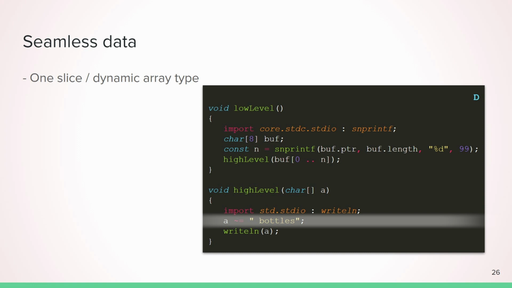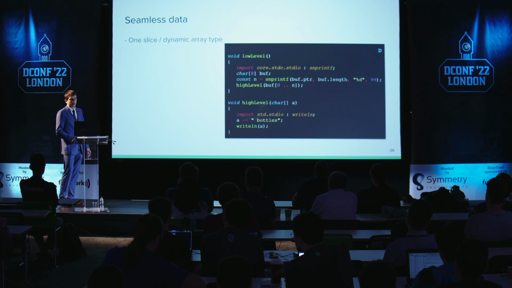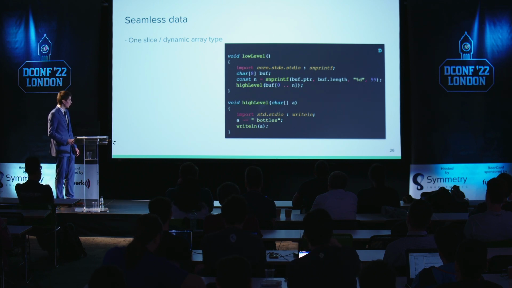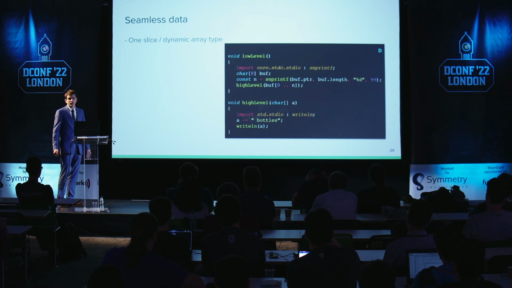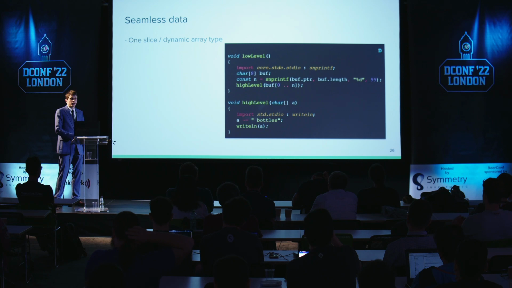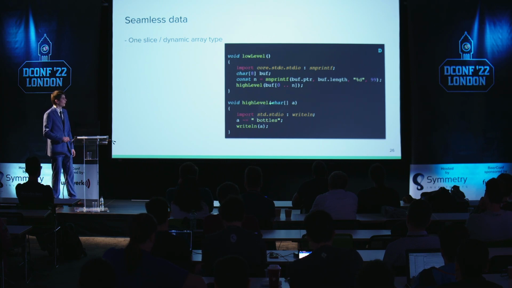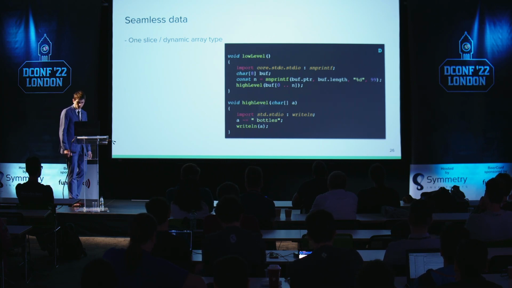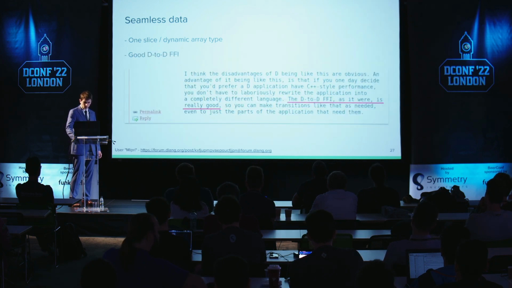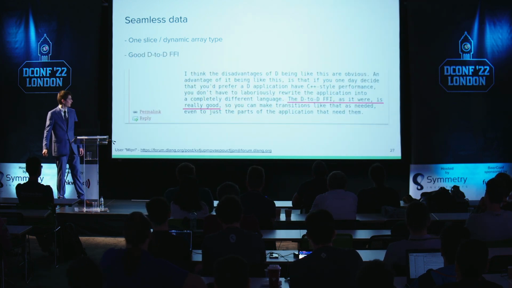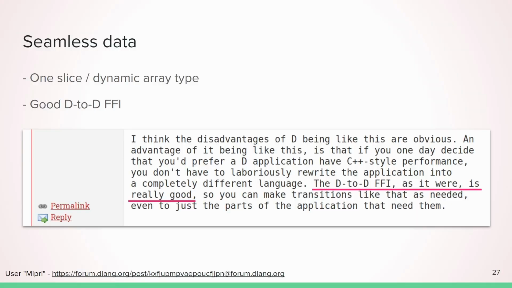But this was like stack allocated data, and I can just append to it. It will not corrupt memory. It will GC allocate, copy it there, manage it, and then you can use it. Nowhere did I have to convert from like the crappy built-in array to the array list or std vector that's actually good. There's just one obvious, simple array type that works with everything. As some user on the forums put it, the D2D foreign function interface, as it were, is really good.